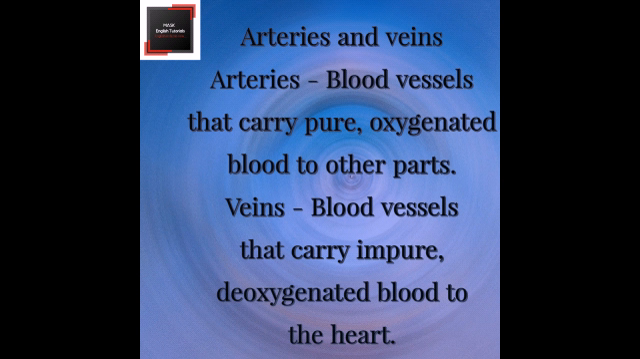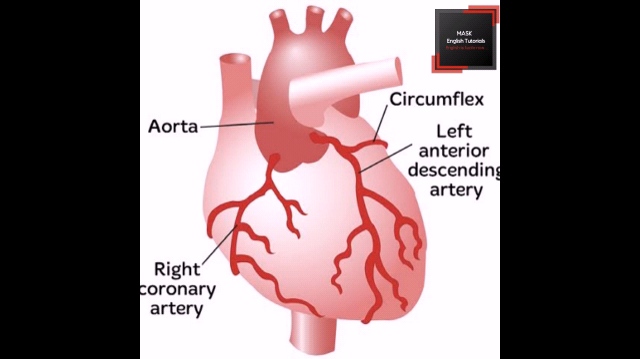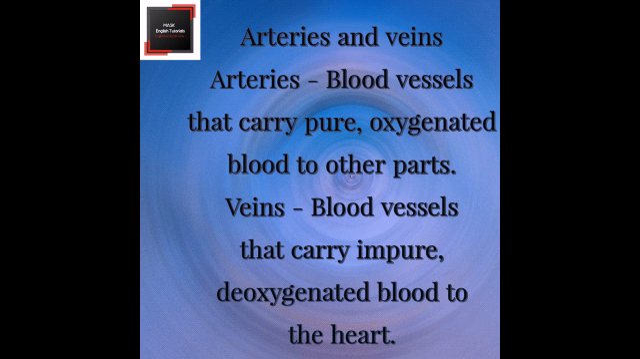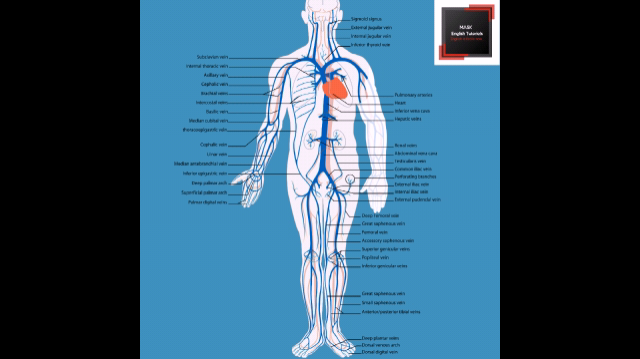Fifth, differences between arteries and veins. Arteries. Arteries are the blood vessels that carry pure oxygenated blood rich in nutrients to other parts of the body. Veins. Veins are the blood vessels that carry impure deoxygenated blood to the heart.